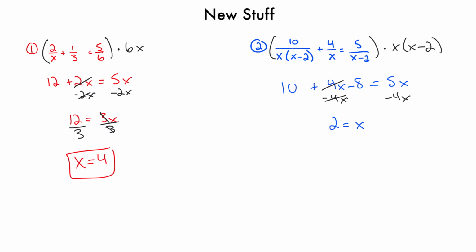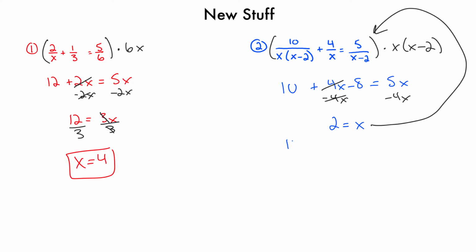Because I just found out the answer is 2. If the answer is 2, then I should be able to plug it back into the original equation and get a true statement, yeah? Let's try that. Let's take that 2, plug it back into the original equation. Let's see if I get something like 4 equals 4.